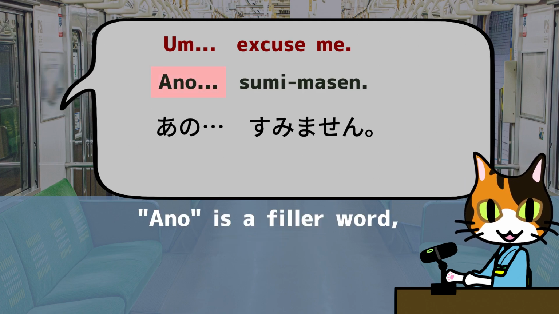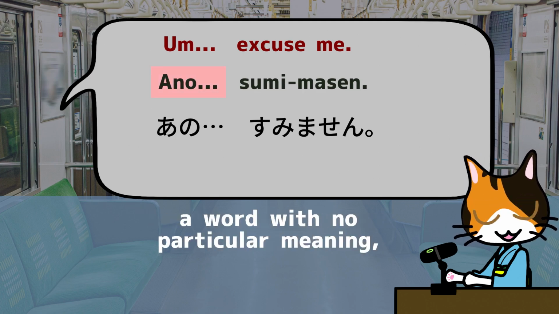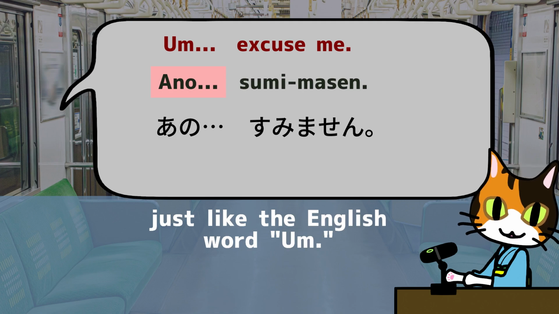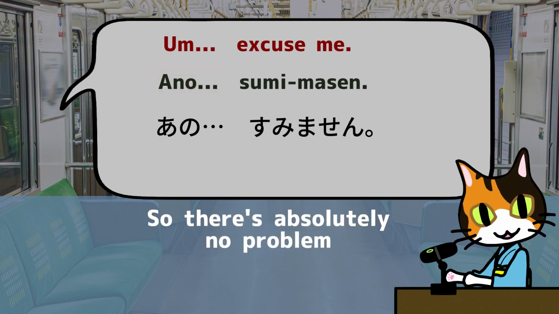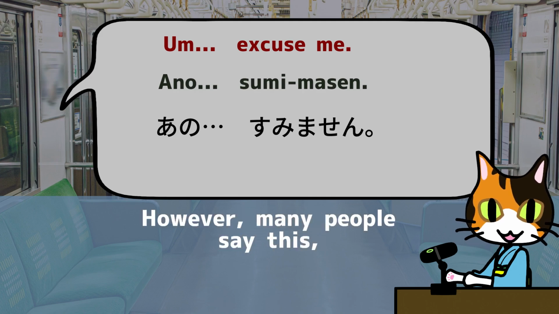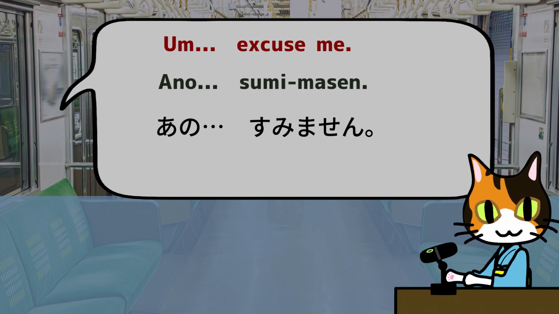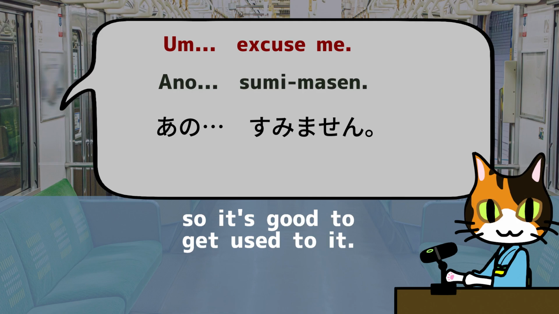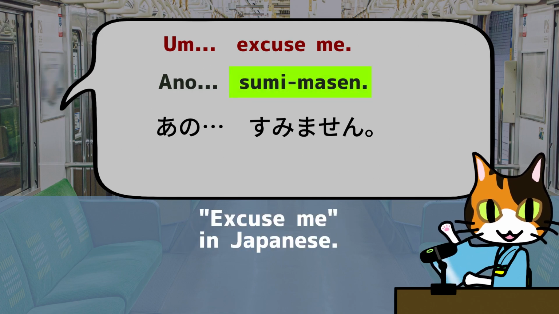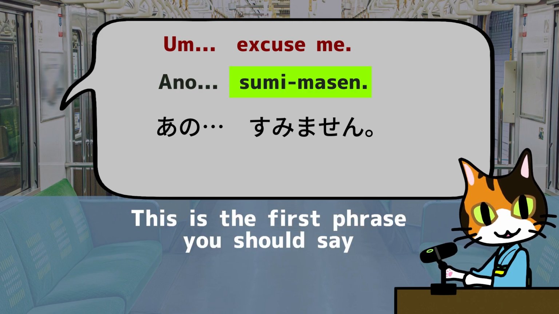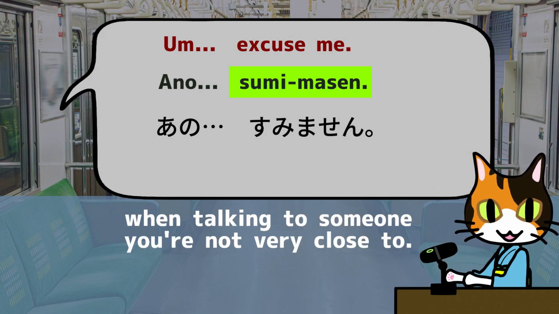Ano is a filler word, a word with no particular meaning, just like the English word um. So there's absolutely no problem with not saying this. However, many people say this, so it's good to get used to it. The phrase that follows is, excuse me, in Japanese. This is the first phrase you should say when talking to someone you're not very close to.